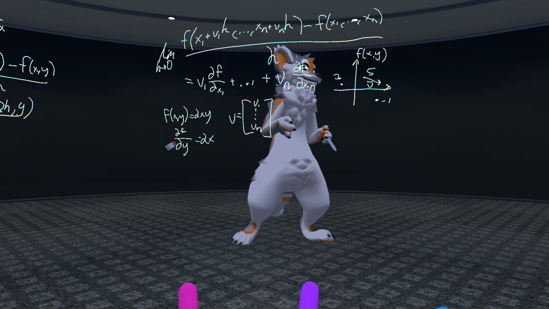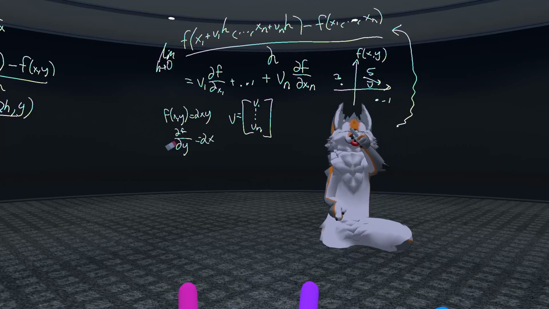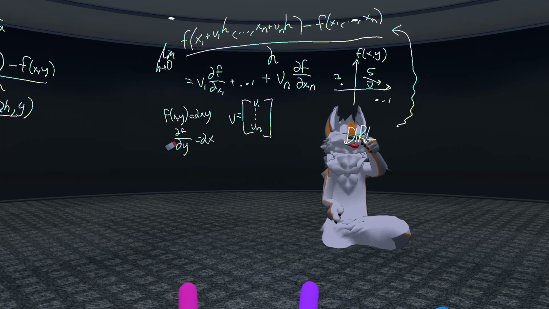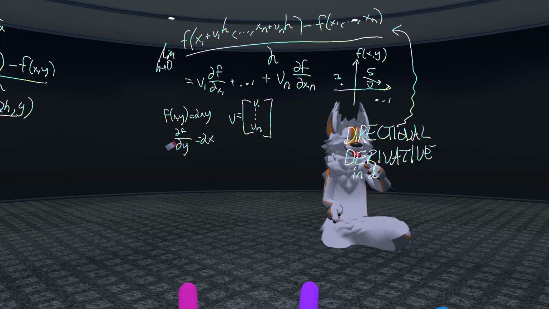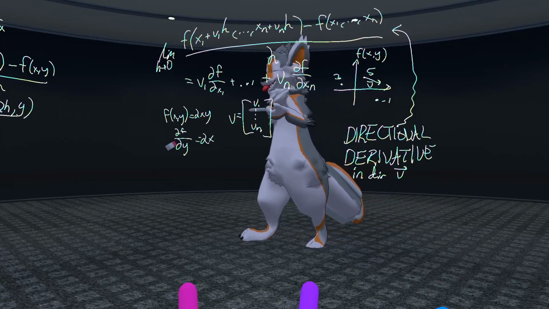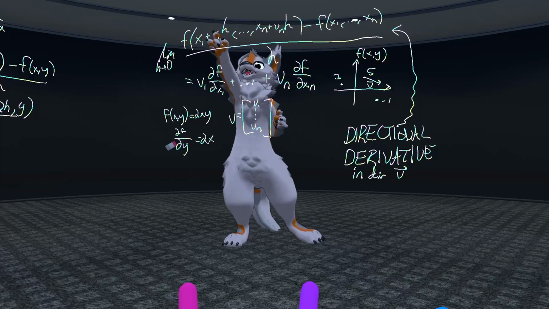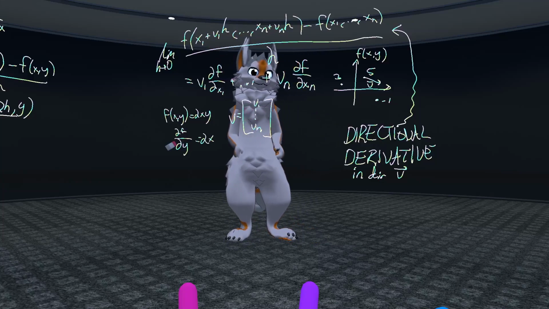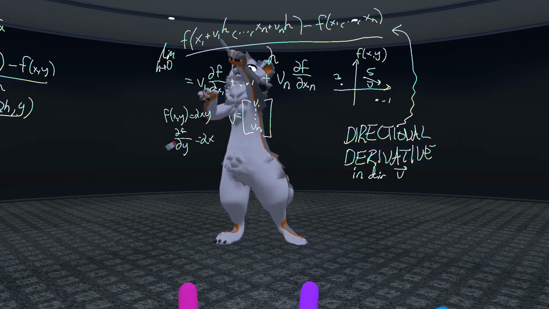So that interpretation leads us to claim that this thing right here is actually the directional derivative in direction v, right? That's what this is. And we figured out that we can compute it as this linear combination of the partial derivatives of f weighted by these weights of h, right?